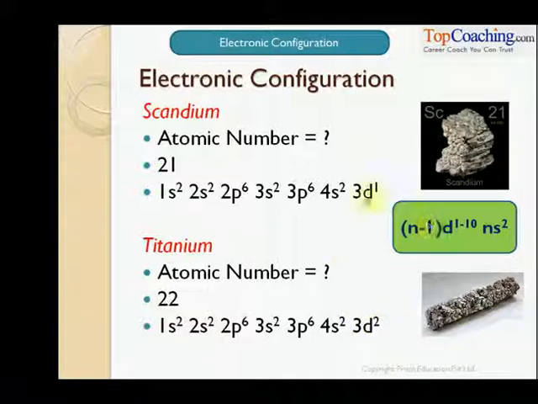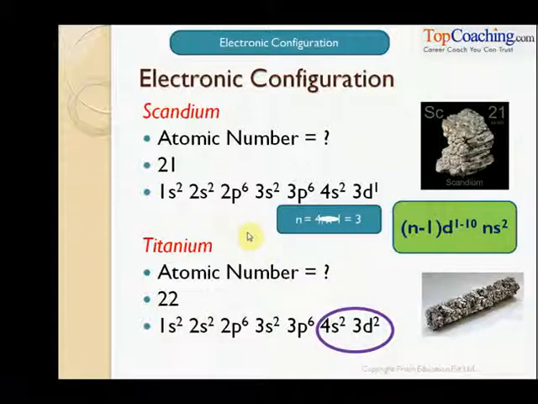So friends, what do we see here? We have (n-1)d1 to 10 and ns2. What does that mean? If n is equal to 4, which is for scandium 4s2, then we will have another orbital with 4 minus 1, that is 3. That would be a d orbital which will have electrons ranging from 1 to 10. So in case of scandium we have n equal to 4 and n minus 1 equal to 3. Similarly for titanium.